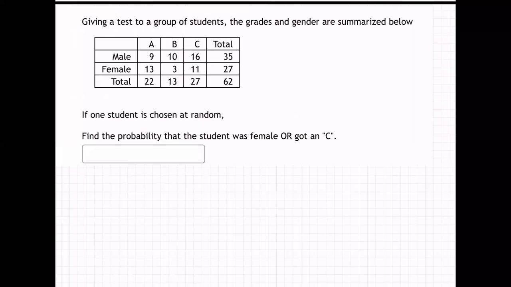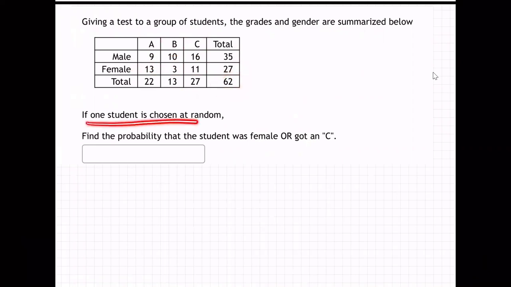Okay, so on this question, a test has been given to a group of students. Here's the grades and gender. So this is 9 students who are males who got an A, 10 students are males who got a B, 16 are males who got a C, these 13 are females who got an A, these 3 are females who got a B, and these 11 are females who got a C, and then there's totals, and the overall totals right here, 62 total students in the class.